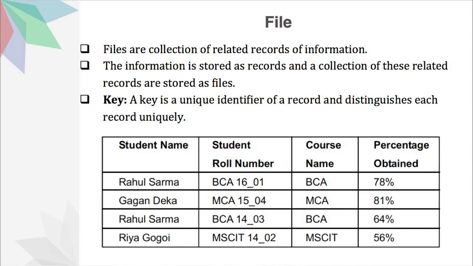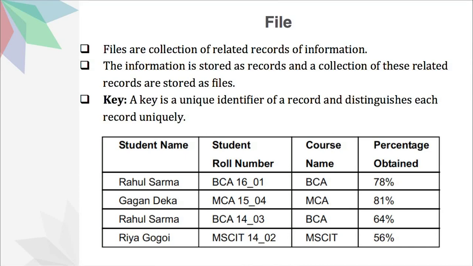Now, next, we have files. Files can be defined as a collection of related records of information. The information is stored as records and then the collection of these related records can be stored as files. For example, if you look at the slide, we have a collection of four records where we have the student name, roll number, course name and percentage that they have obtained. In this file, if I want to find out what is the percentage that a particular student has gotten, then how do I do it?